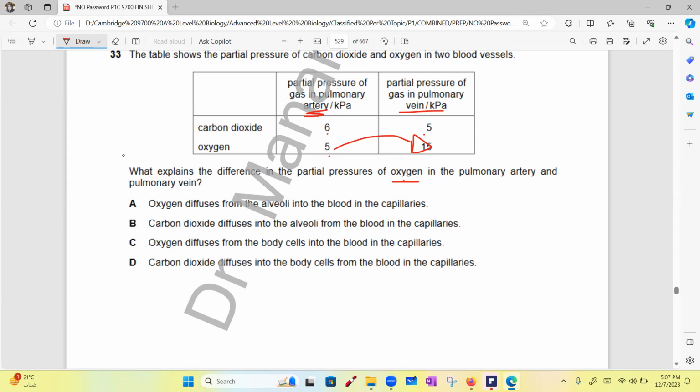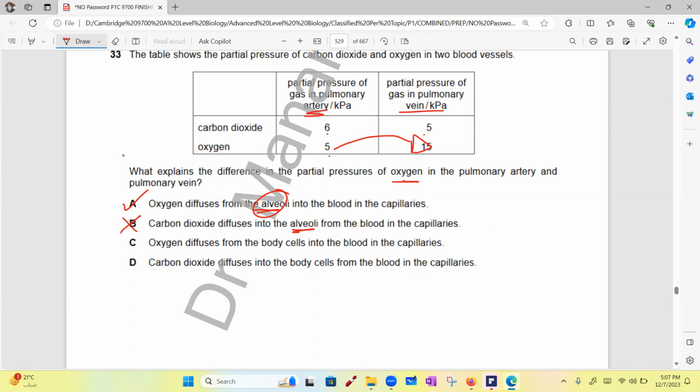Does the oxygen diffuse from the alveoli to the capillaries? From the alveoli means from the lungs. Is this right or wrong? Wrong. Why? It's right. Yes, I thought it was the red blood cells. Okay. No, from the alveoli means from the lung to the capillaries. A is right. CO2, does it diffuse from the lung to the capillaries? No. No, in the opposite direction.